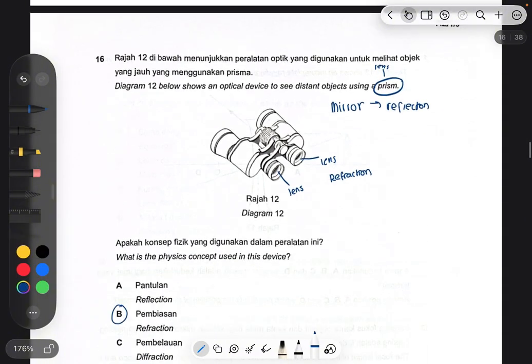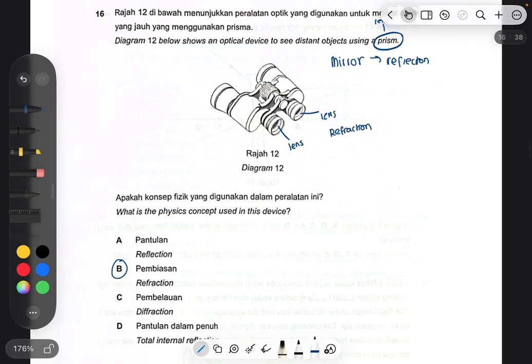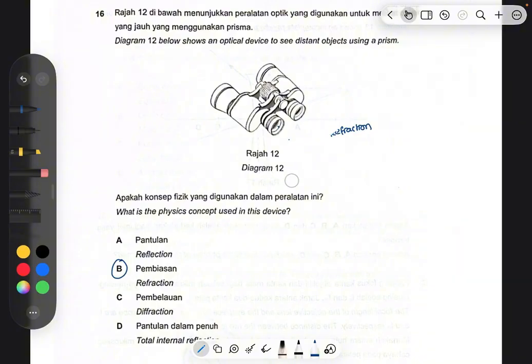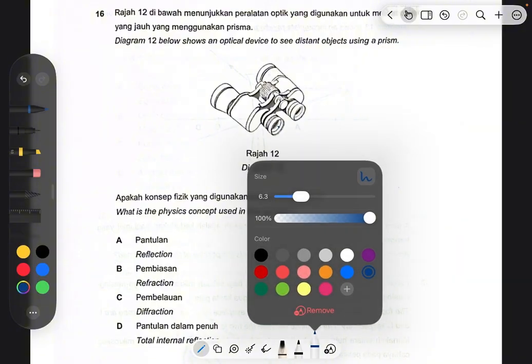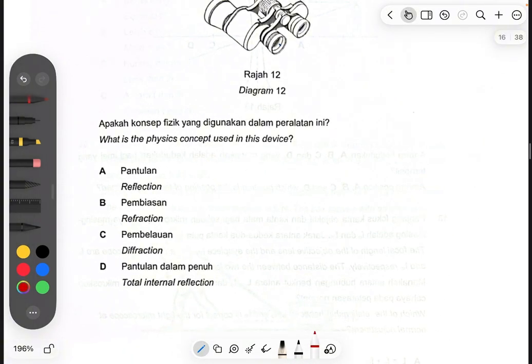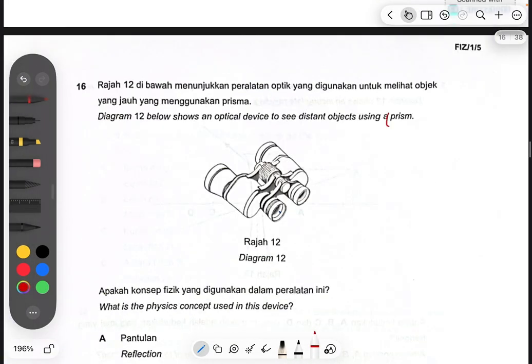16. Eh? Wait, it's D? Oh, prism. Whoa. This is something new. So, do all prisms undergo total internal reflection? Let me fact check that. Do all prisms undergo total internal reflection?